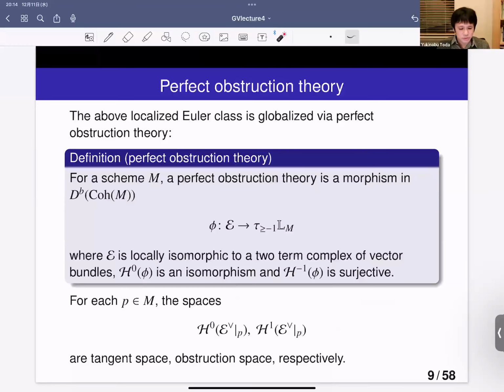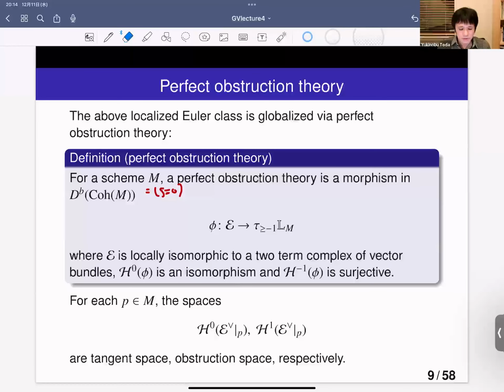So in general, for a given scheme M, a perfect obstruction theory is a morphism in the derived category of coherent sheaves on M, phi from E to the cotangent complex. In the previous slide, if M is given by a zero section of some vector bundle, we could explicitly construct such data using this section. But in general, we don't know whether M is given by a zero section of some vector bundle.